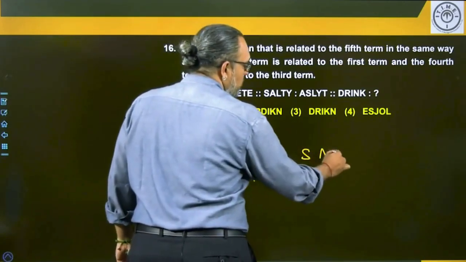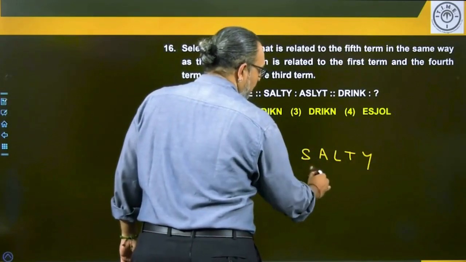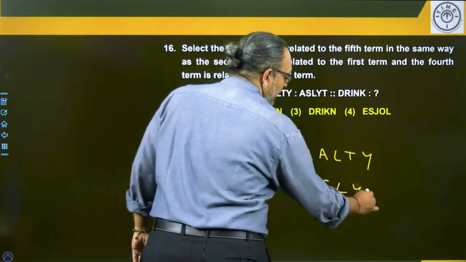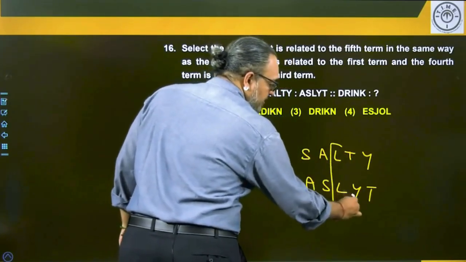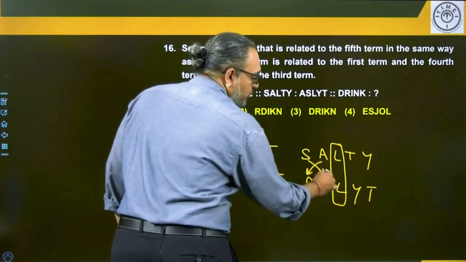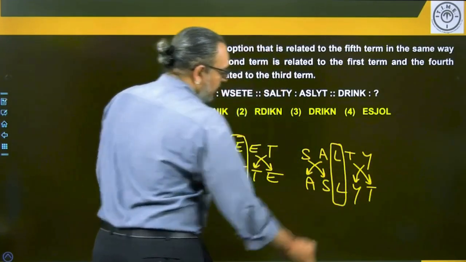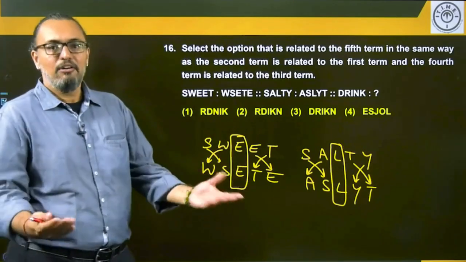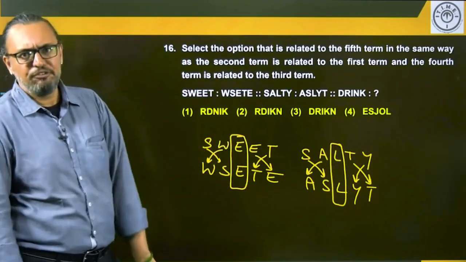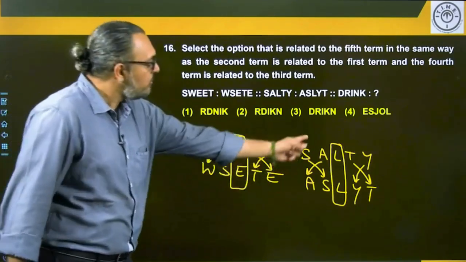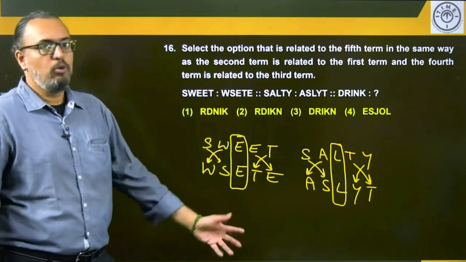So you have the word salty. So you have A-S-L-Y-T. See, the middle is as it is, the remaining are exchanging. That is what we have here. Whenever you have repeated letters, yes, it is little difficult to identify which E is where. So you take the other option. You will know what it is.